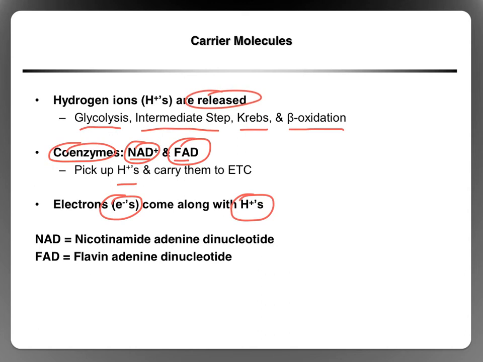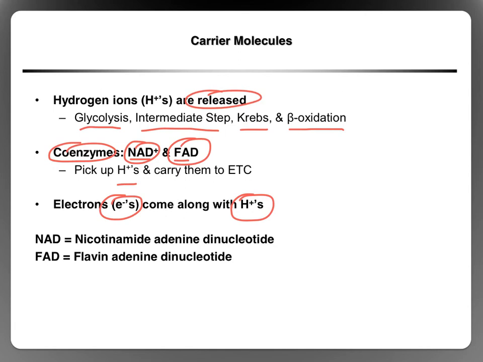I keep talking about hydrogens being released, hydrogens being picked up. But keep in mind that simultaneously with the hydrogens come electrons. So if hydrogens are released, electrons are also released. If hydrogens are picked up, electrons are also picked up. So NAD and FAD are coenzymes.